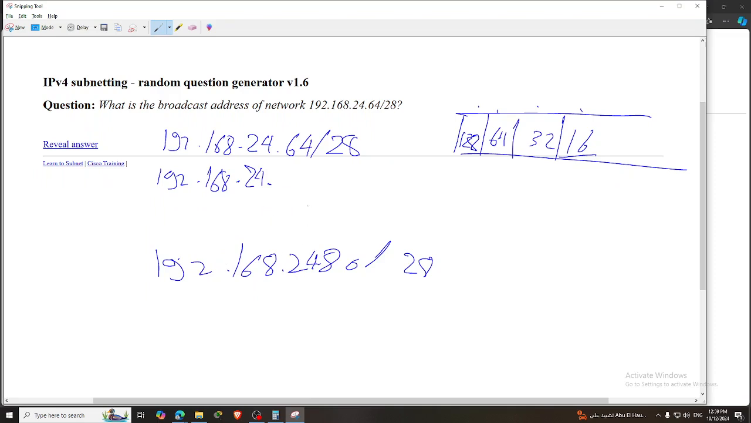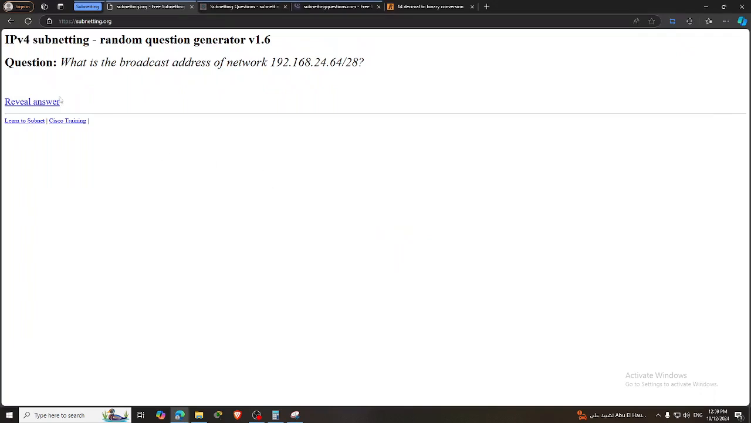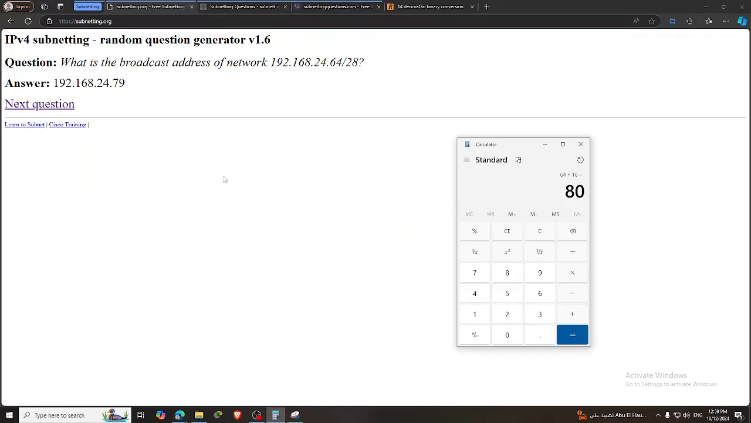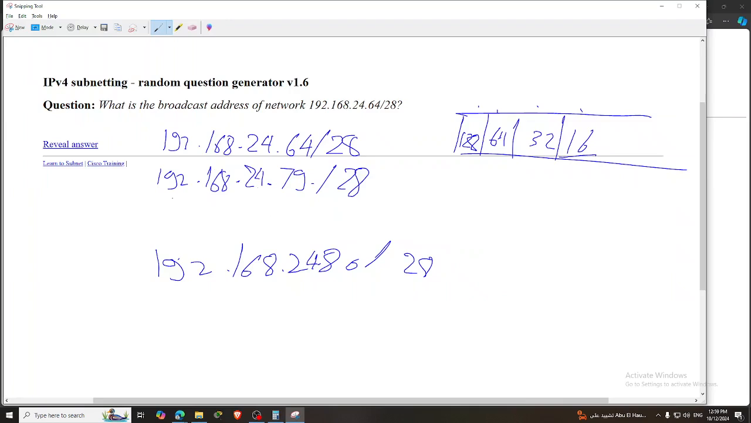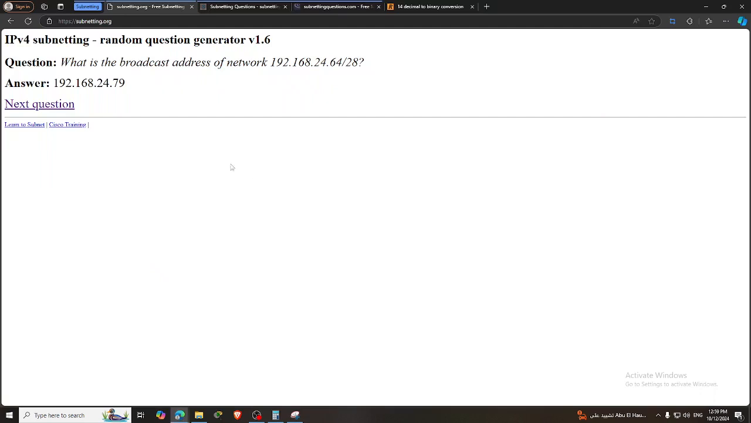So the broadcast address for this address would be 192.168.24.79. If we show the answer, yes, as we said, 192.168.24.79. This is the broadcast address.